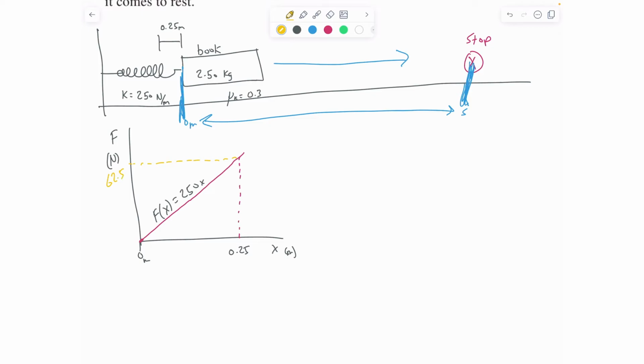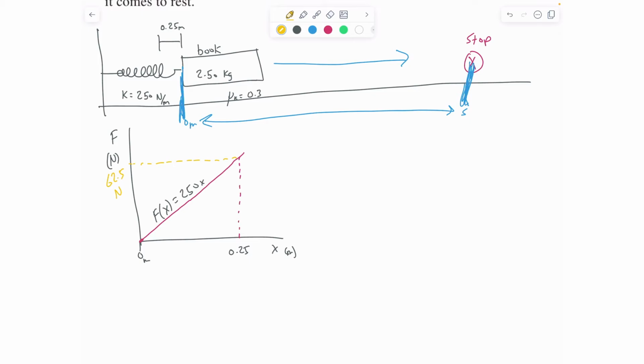62.5, and this is in newtons, of course. So the spring being compressed 0.25 meters causes the force that you would feel, the force of the spring, to be 62.5 newtons. Okay, great. So then we know that, but we're talking about work and energy and things like that.